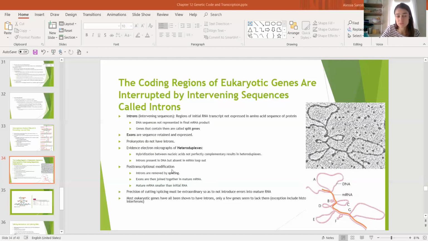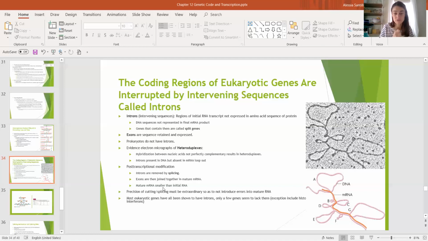So we have post-transcriptional modification. Introns are removed by splicing. Exons are then joined together in the mature mRNA, and the mature mRNA is smaller than the initial transcript. The precision of this process is incredible, because if you make a mistake while cutting or splicing and then putting the exons together, that can cause a lot of problems. It can be a humongous mutation, and it's a place where a lot of errors could be introduced. Amazingly enough, though, it's extremely precise, and a lot of errors are not introduced.